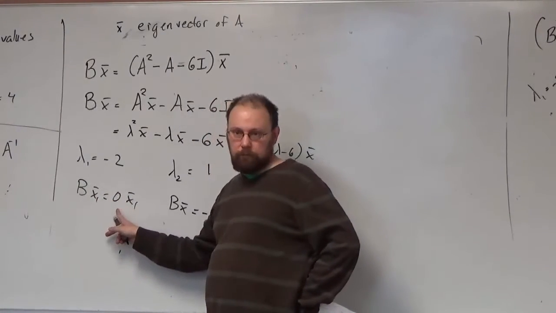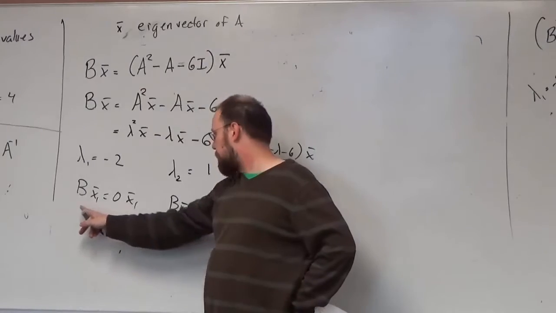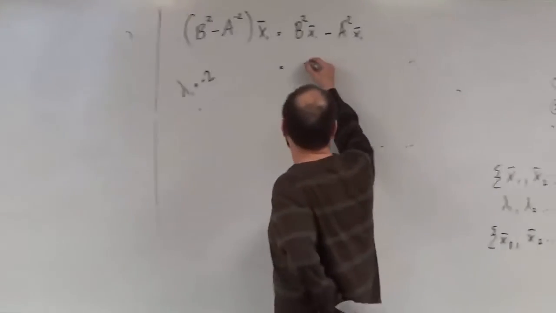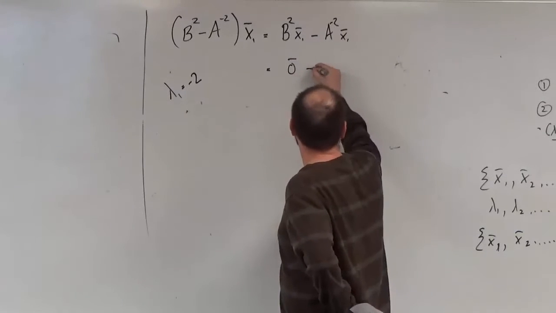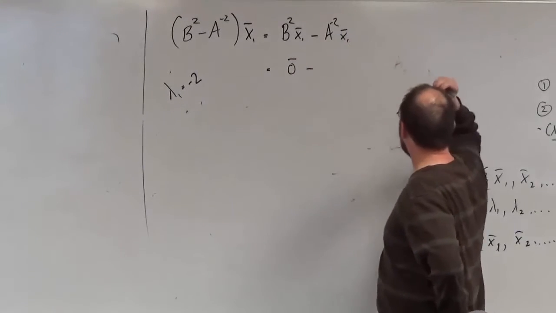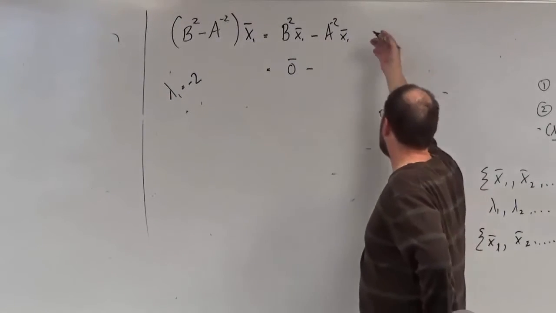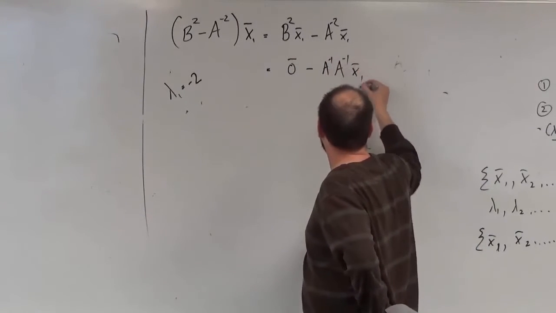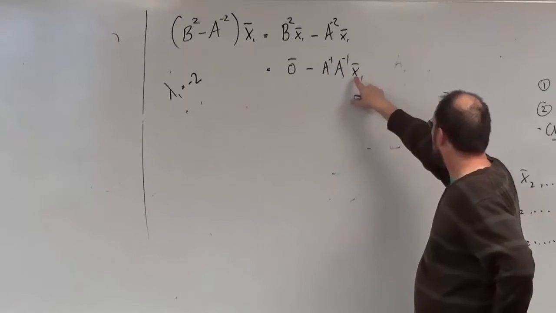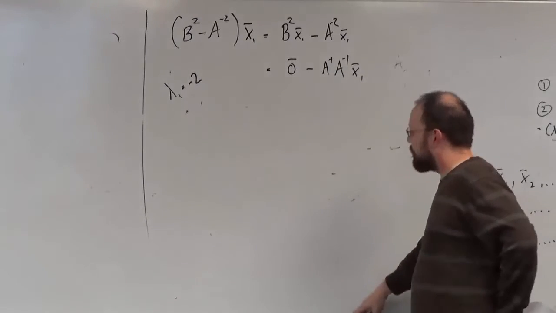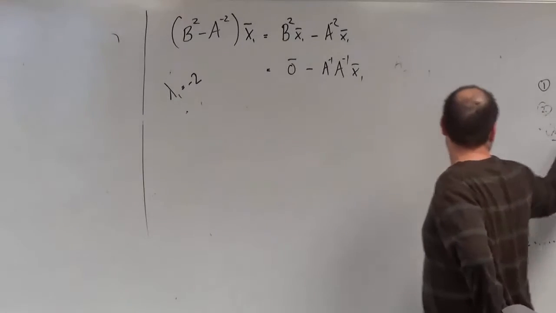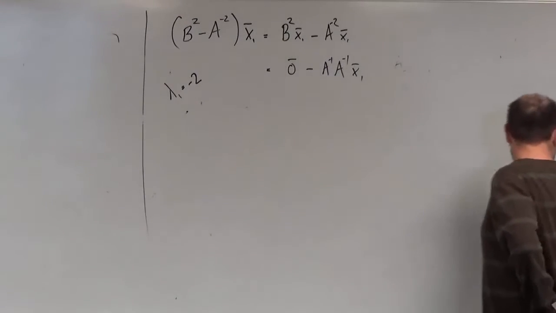Well, it's 0, because b times x1 was 0. So it's just a 0 vector. And what's A inverse? A right inverse. Okay. So, I can prove that to you. How do I know that? How do we know that if?